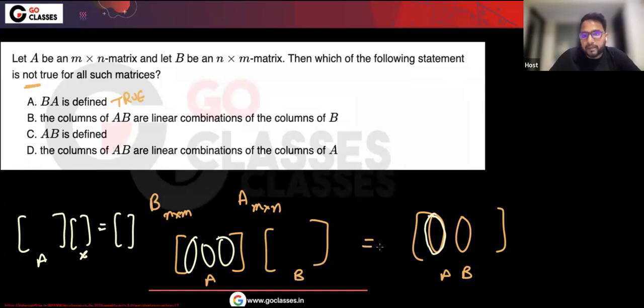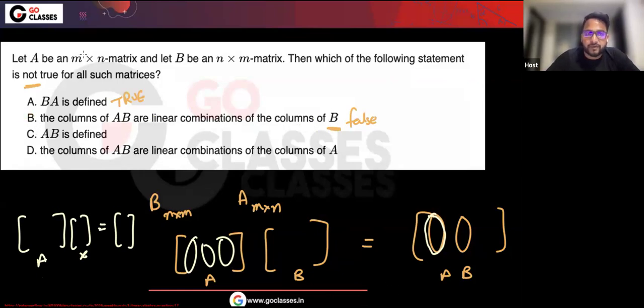So here you will be getting the linear combination of columns of A, right? But this is saying that linear combination of columns of B. So this is false actually. Okay. This is false. And they are asking what the false option. So as per this question, this is actually the answer. Okay. But let's just see other ways.